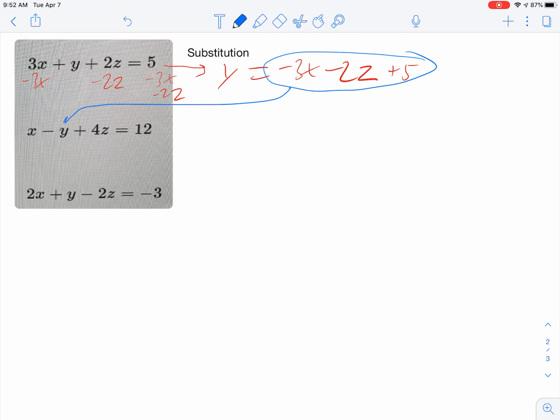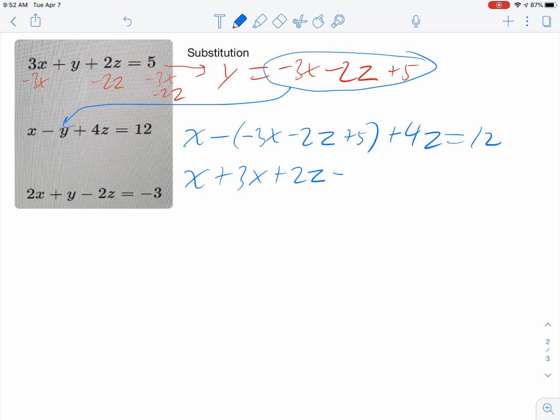So let's first plug it in here. So that becomes x minus, and you got to be careful with the minus y because it's minus that entire thing, so we're going to have to distribute the negative. Just be real careful there. And so we get x plus 3x plus 2z minus 5. And now let's combine like terms. There's our x's, there's our z's, and I'm going to add that 5 over to the other side and get the 17.